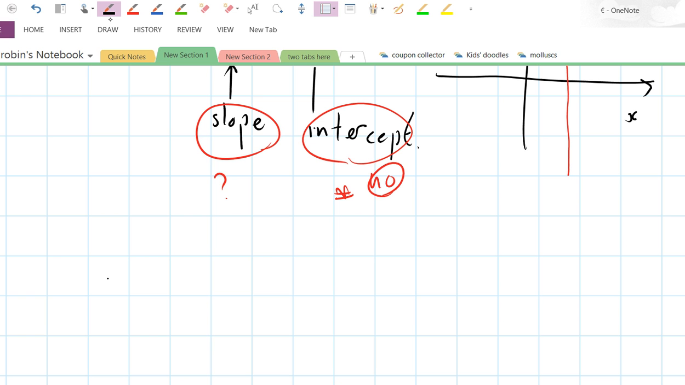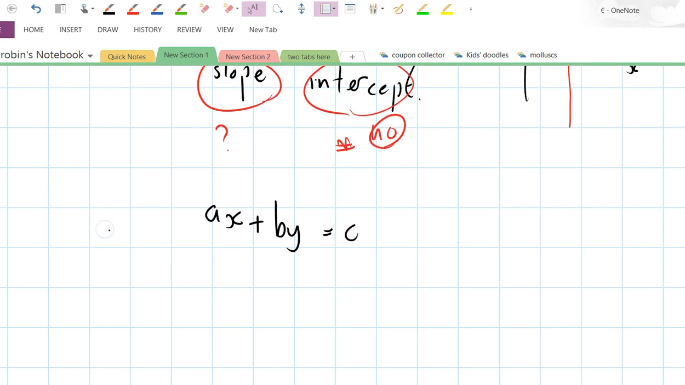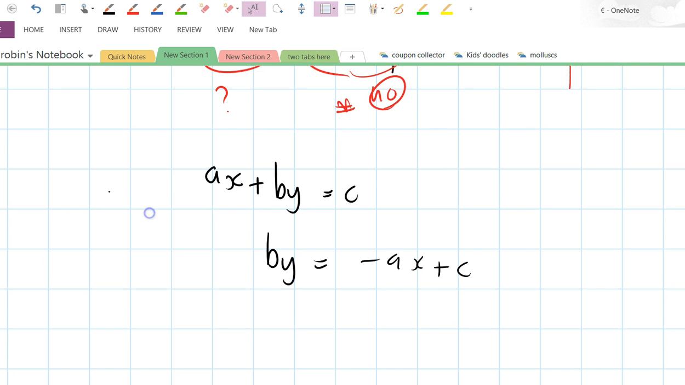I'll go back to black. What you do is you write down ax plus by equals c, and that's the case for any set of numbers. How does it relate to the regular equation? Well, I can go by equals minus ax plus c. That c is just this one here. That ax is positive on that side, so it's negative on that side. And I've got by on its own.